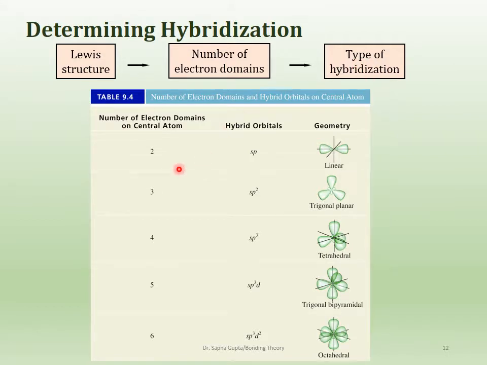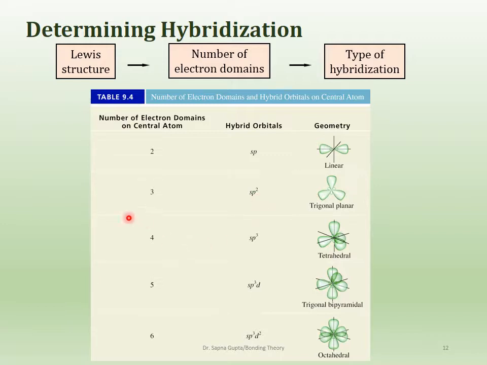So for example, if in the central atom you have only 2 electron groups, those 2 electron groups will always be sp. That's it. And that is because the geometry is linear. If you have 3 electron groups, then those 3 electron groups will always be trigonal planar, and that will give you hybrid orbitals of sp2, always.